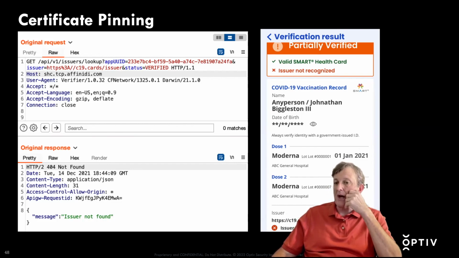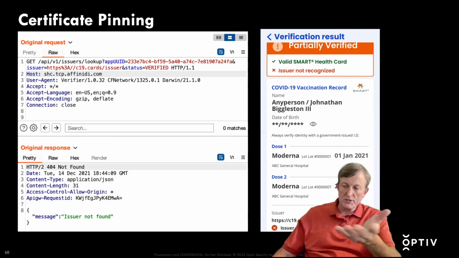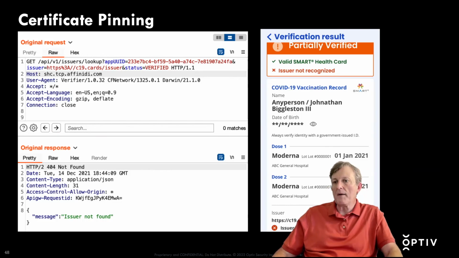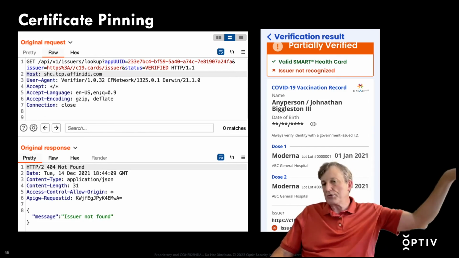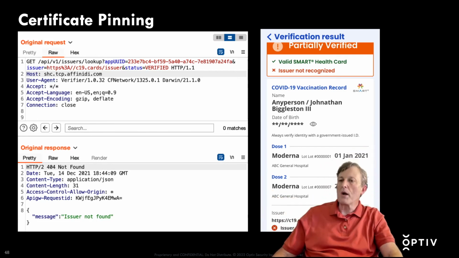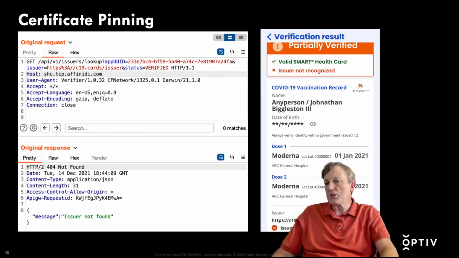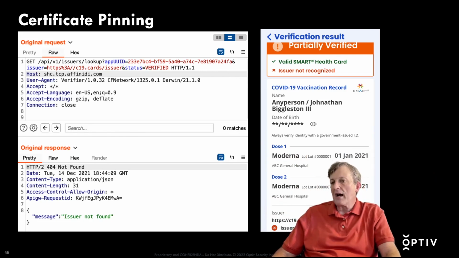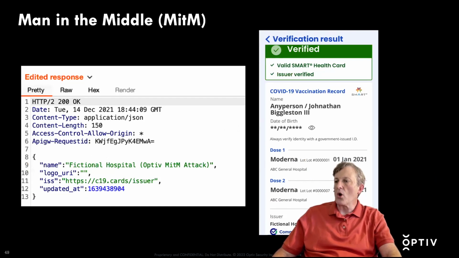But remember, I talked about even the verifiers, even the guy at the restaurant who wants to check your vaccine status. He may want to cheat, right? So he may rig his card, he may rig his device to go through a proxy that can alter the results. And if the app is not certificate pinning its calls to the API, it will not be able to detect that that's happening. And we can alter the response.